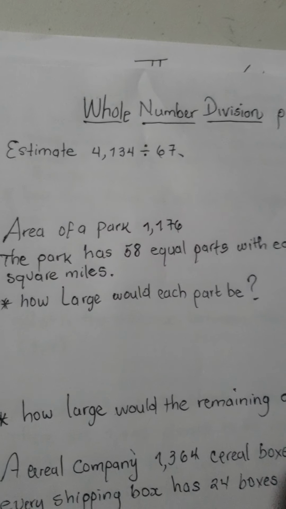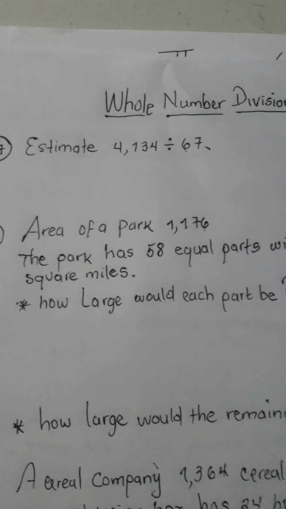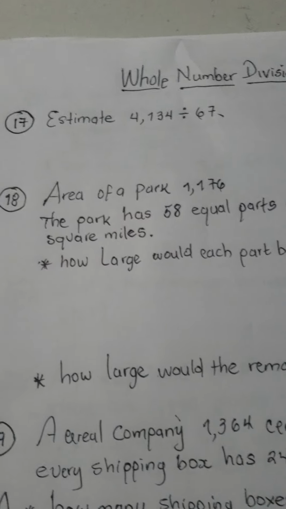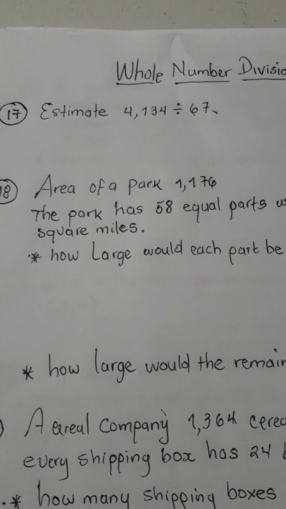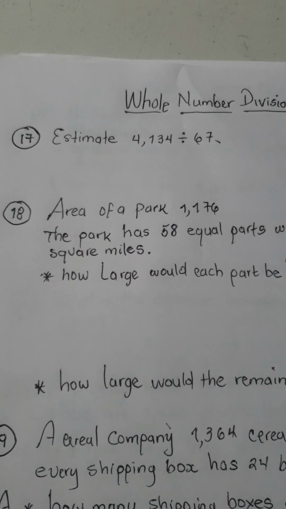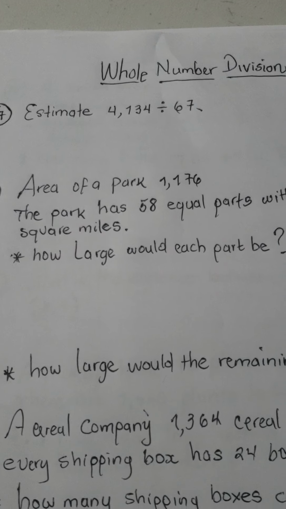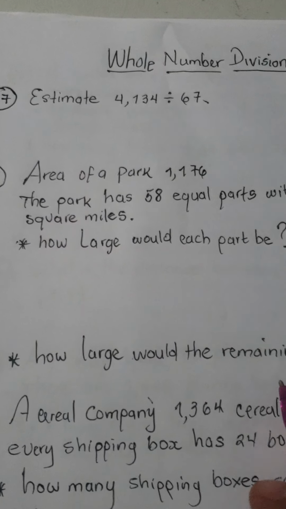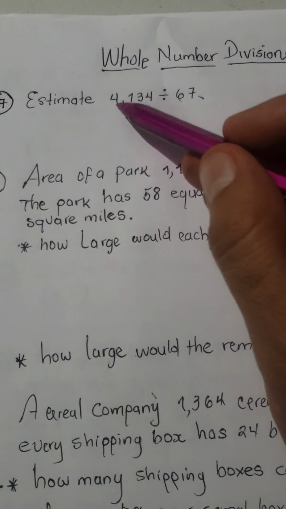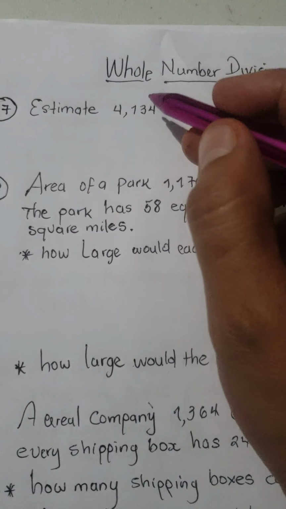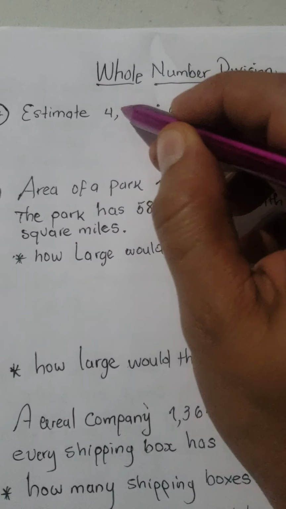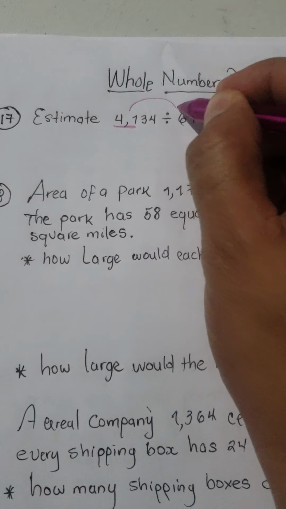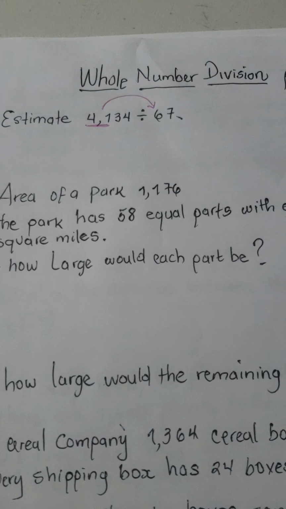And you know that for estimating we need compatible numbers. This is something that we already studied, but this is not part of the long process division, but we can practice. So let's find compatible numbers for 4,134 divided by 67. Remember we have to find a number that is compatible. 41 is not compatible with the number 6.